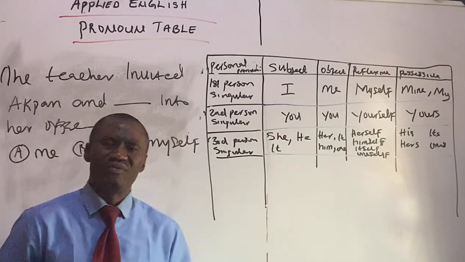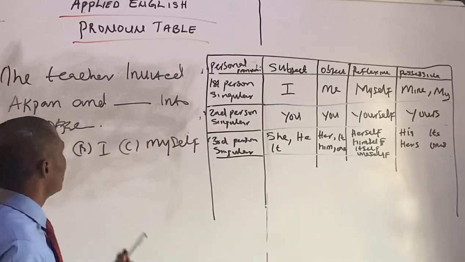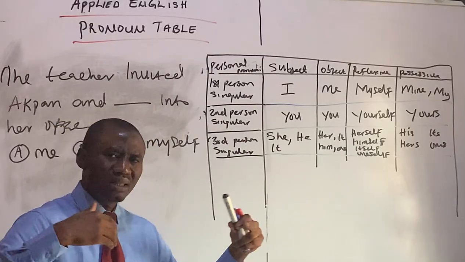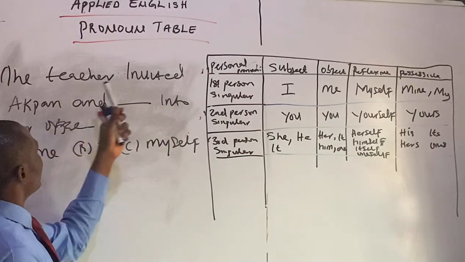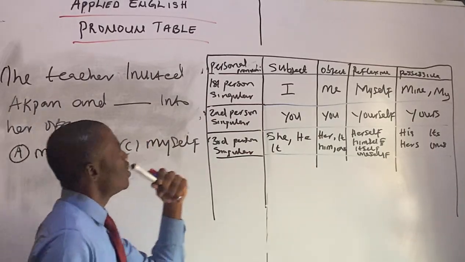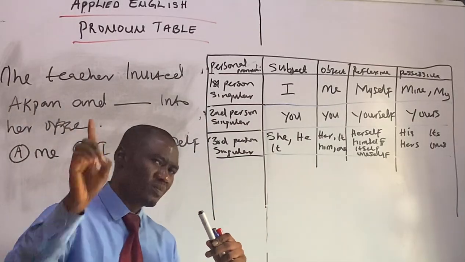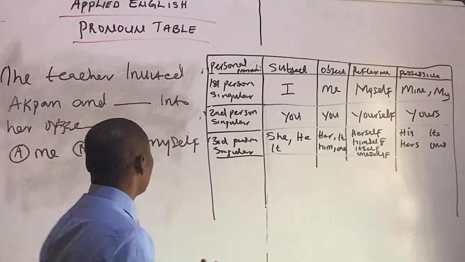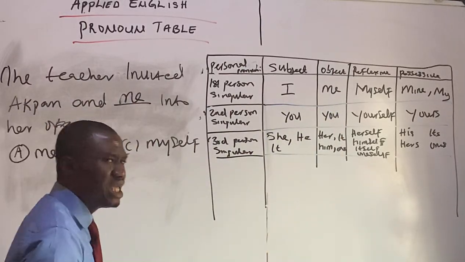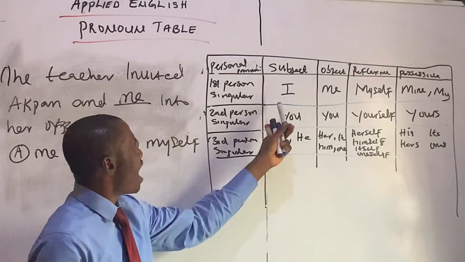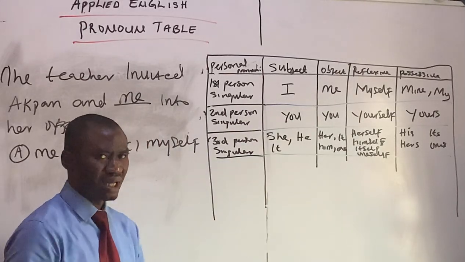The teacher invited Atman, and look at Atman. Atman in this sentence is at the object level. So the teacher invited Atman, and look at the object level of the first person singular, me. So the right answer should be the teacher invited Atman and me, not Atman and I. I is at the subject level.